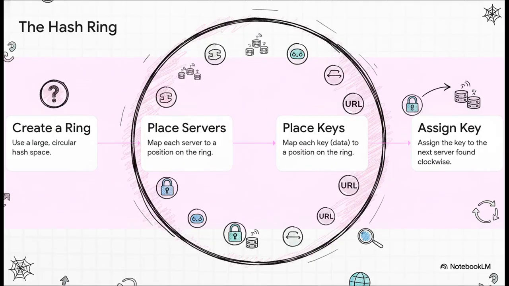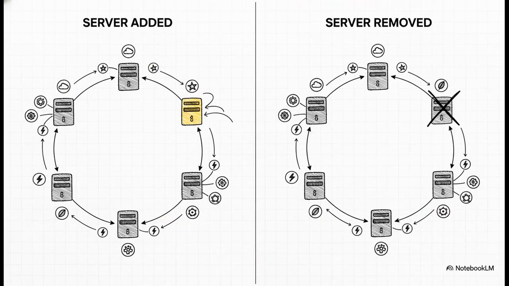Here's the basic idea. Just picture a circle, like a clock. You take your servers and you place them at different points on this ring. Then you take your data, in this case a URL, and you place it on the ring too. So how do you decide which server gets which URL? Simple. You just find the URL spot on the ring and travel clockwise until you hit the very first server. That's its owner.